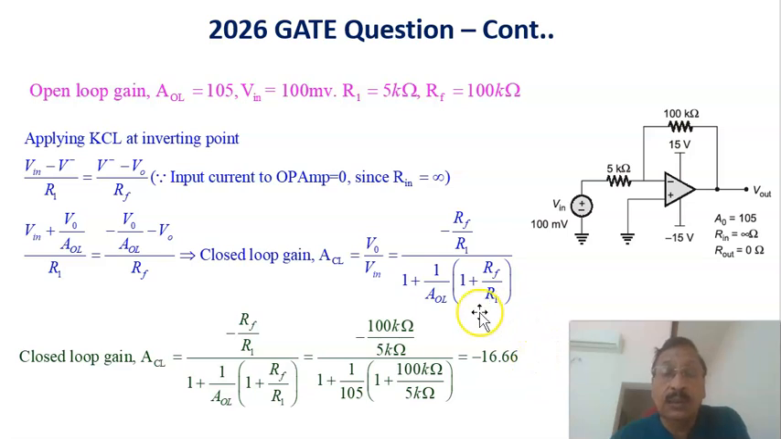Therefore, that is the closed loop gain. Again, only if AOL is equal to infinity is it simply minus RF by R1. But in this problem, the AOL value, that is the open loop gain, is 10^5. That is why we have to derive the equation of the closed loop gain in terms of AOL, the open loop gain, and the parameters R1 and RF. From this equation we can calculate the closed loop gain as equal to minus 16.66.